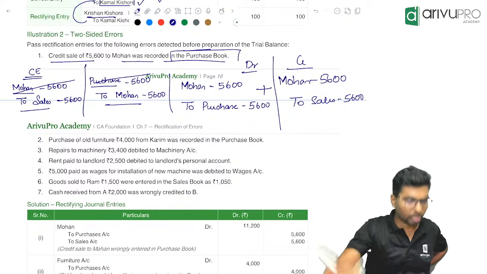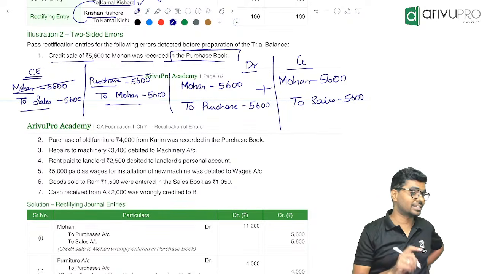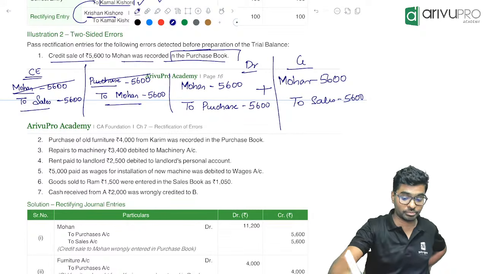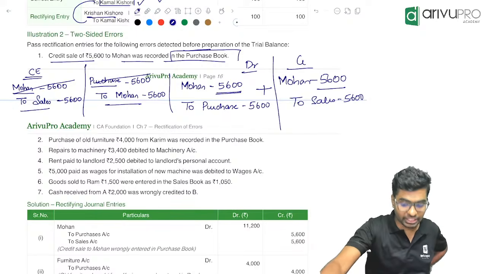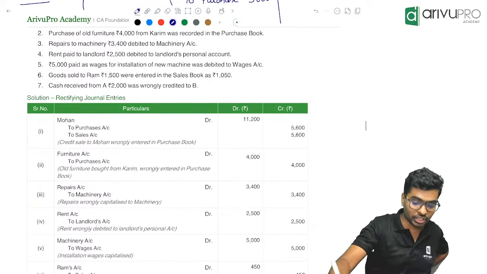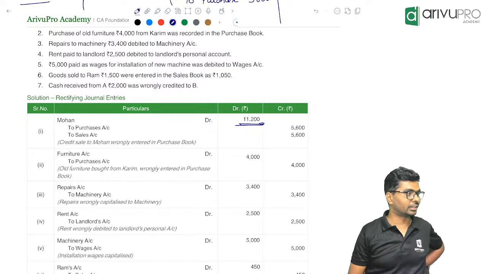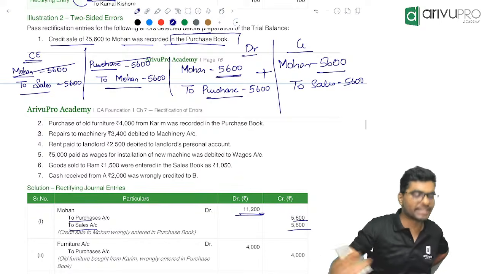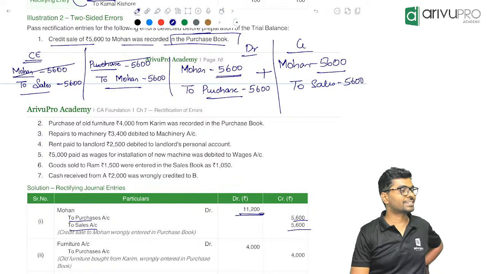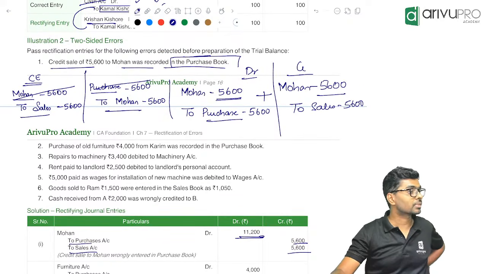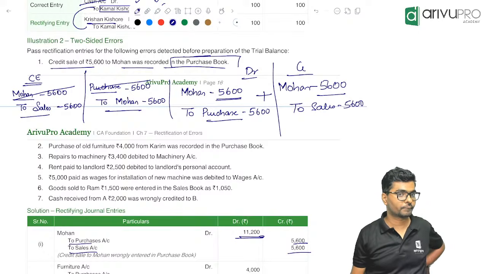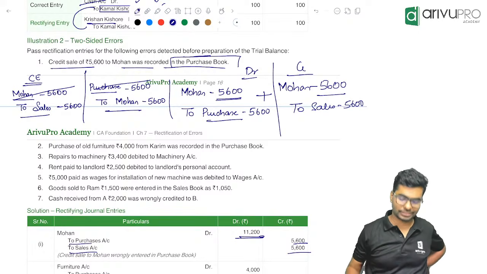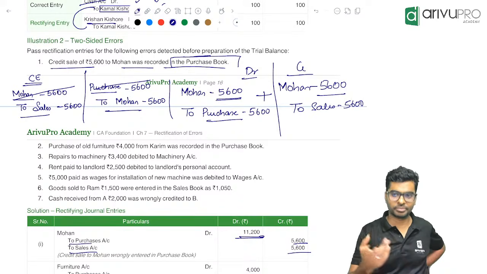Now I will combine because the nature is the same. Mohan is what? 5,600 plus 5,600, Mohan account will be 11,200. To purchase, to sales. Are you clear? Did you understand this? Want to write it down? You can. I corrected in the morning. That's why I'm telling you to write.